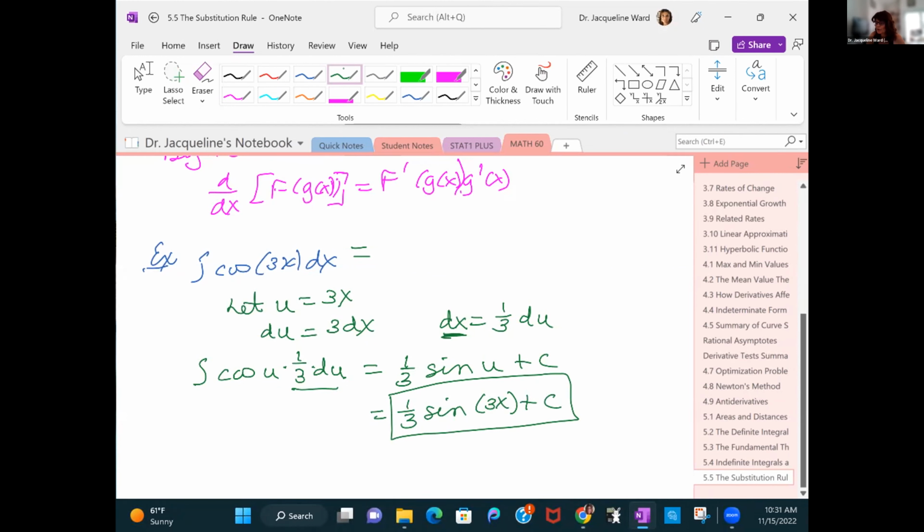Okay, so again, the original problem was cos of 3x. If it were just cos of x, dx, you would get sine x plus a constant. But because of that little 3 in there, we have to use substitution.